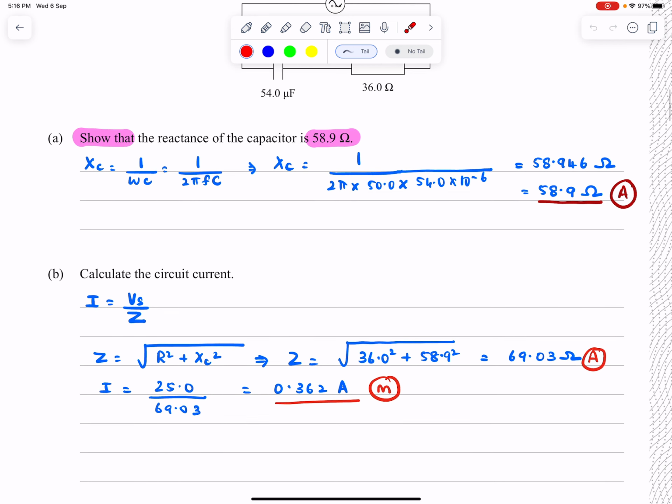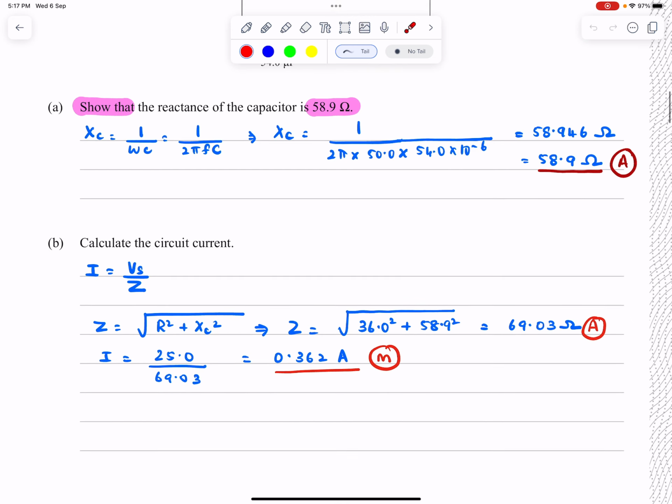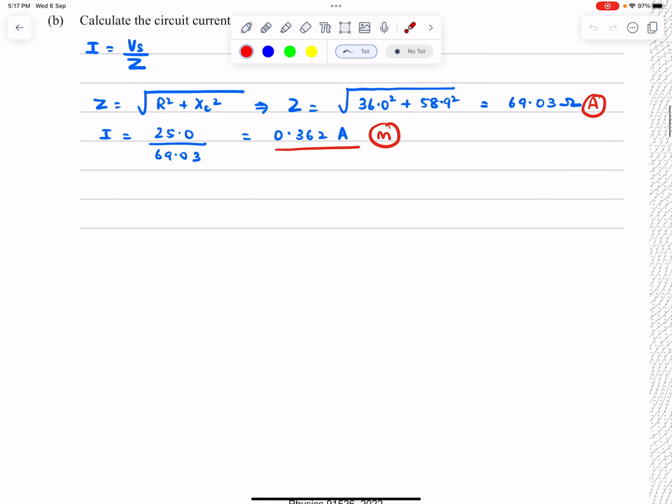Next question, calculate the circuit current. For the circuit current, you need to know the supply voltage and the impedance, or that's the effect of the resistance and the reactance over here. So the impedance, because they're 90 degrees out of phase, is the square root of R squared plus XC squared. Here's your XC. So you do that and you get 0.362 amps. If you just got this much right, that's achieved. And if you got everything right, you get a merit.